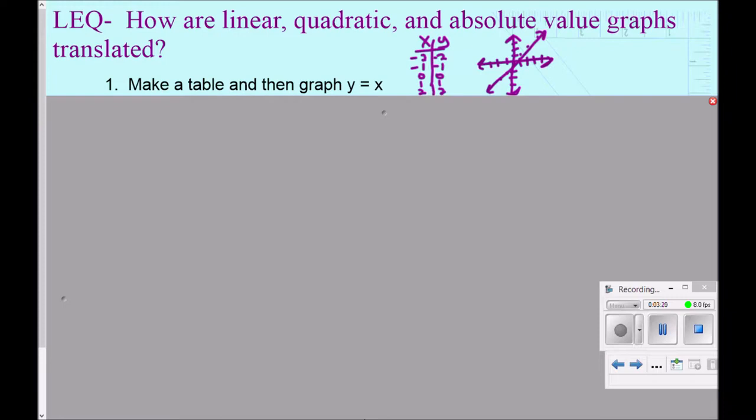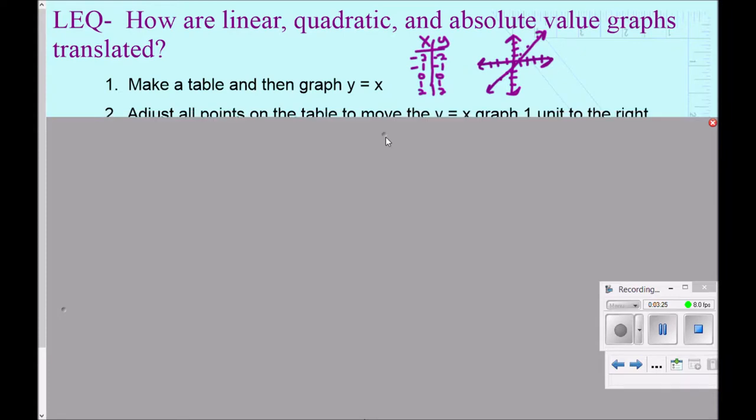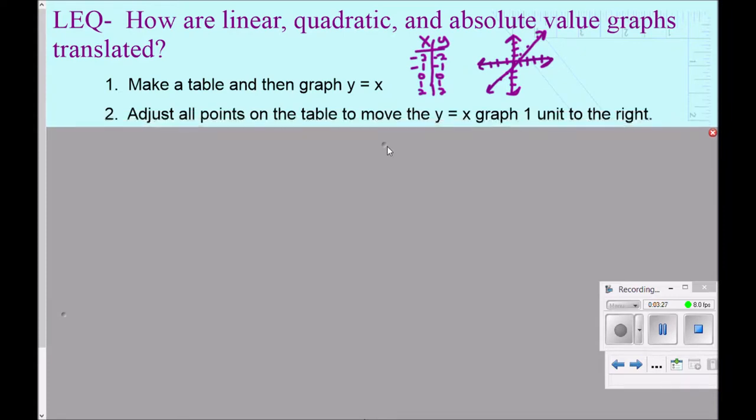Okay, so then after that, the next thing we did was we talked about how we could adjust those points to move the graph 1 unit to the right. So if we are moving the graph 1 unit to the right, then we're going to adjust the table. So we talked about in class, if the graph's moving 1 to the right, then the x is going to be affected because x is left or right. The y's are going to stay the same.